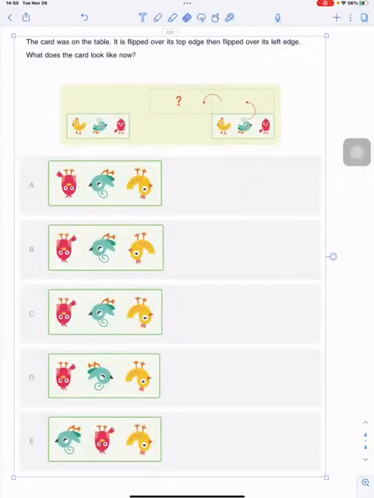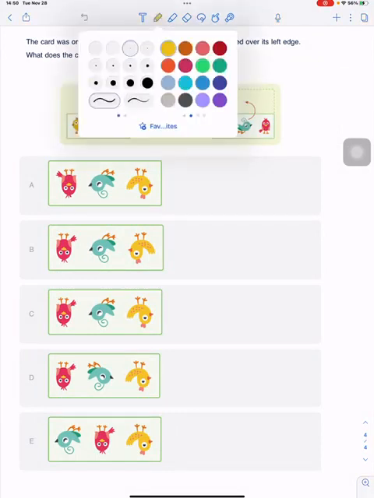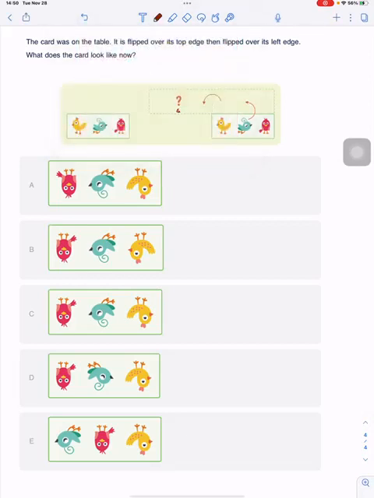Hello everyone. Let's now look at question number 23. So the card was on the table. It's flipped over its top edge, then flipped over its left edge. And we need to figure out what the card looks like now. So here, if we want to figure out what the card looks like in the question mark, maybe we should figure out how each flip looks, right?